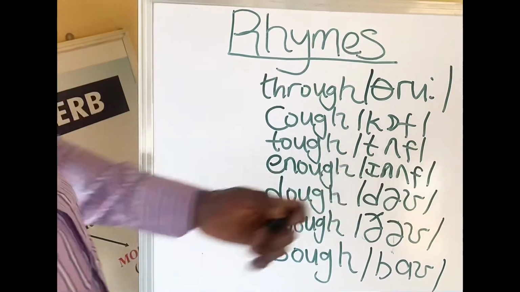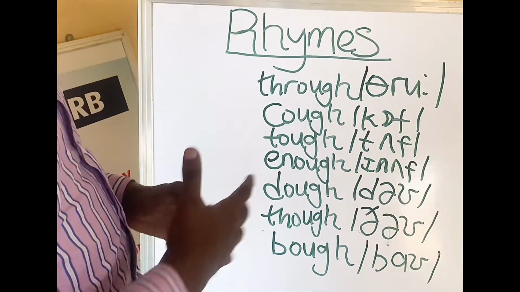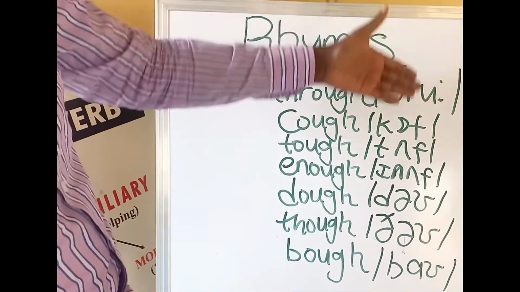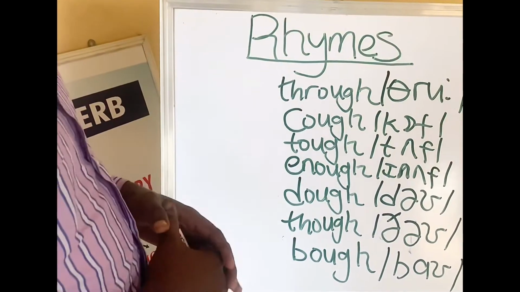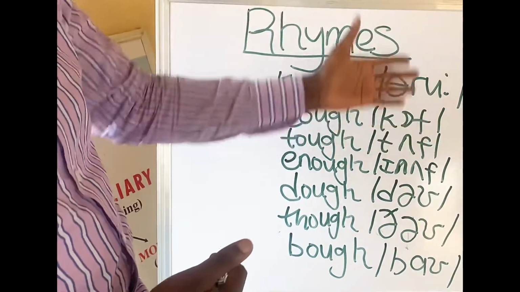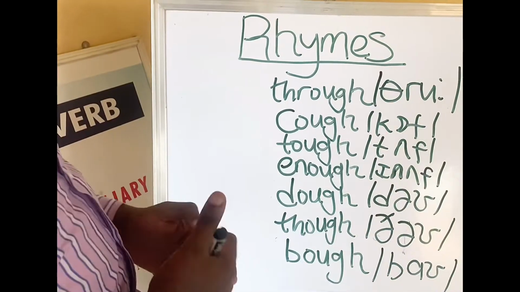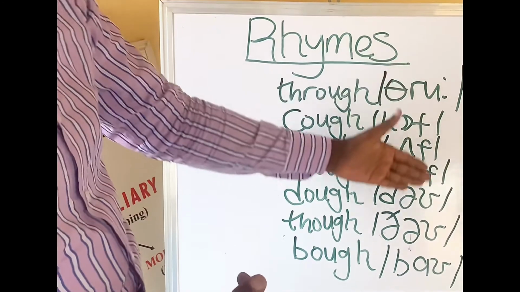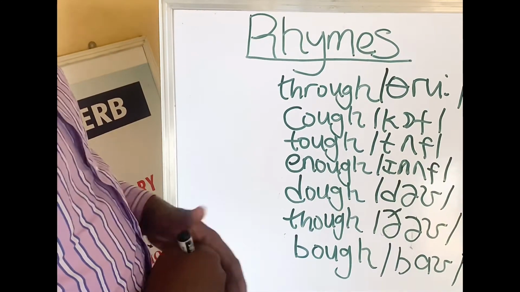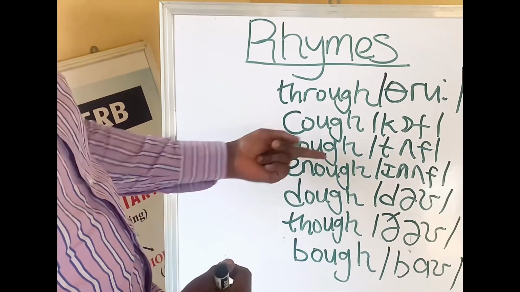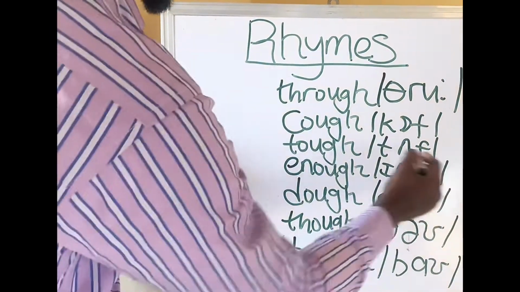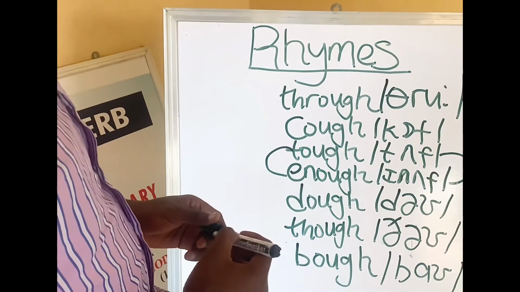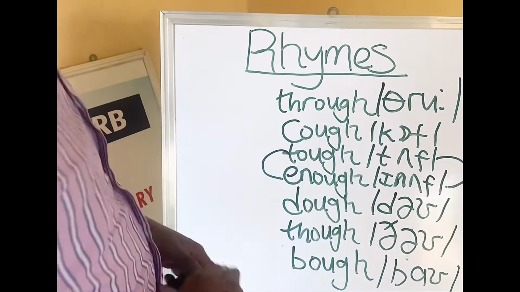So from the transcription, it makes it very easy for us to identify the ones that actually rhyme. The first one, through, does not rhyme with any word because the sound towards the end does not rhyme with any of the words here. So let's look at cough. It doesn't rhyme with any of the words here, okay? So let's move on to the other ones. We have tough and enough. Yes, these two rhyme. They are perfect rhymes because they share similarity of sounds towards the end of the words.